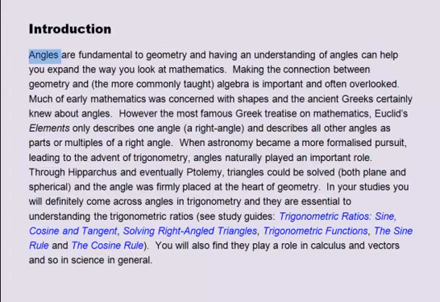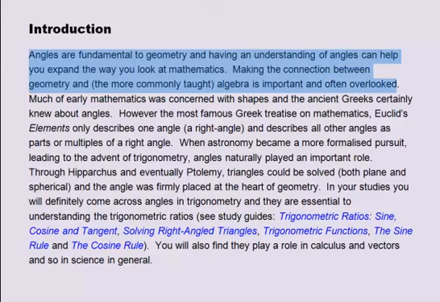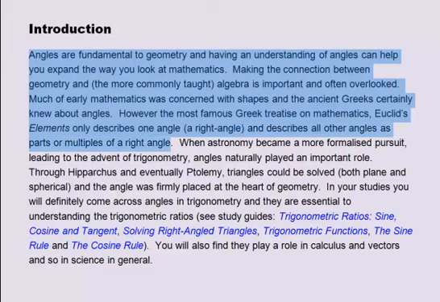Introduction. Angles are fundamental to geometry, and having an understanding of angles can help you expand the way you look at mathematics. Making the connection between geometry and the more commonly taught algebra is important and often overlooked. Much of early mathematics was concerned with shapes, and the ancient Greeks certainly knew about angles. However, the most famous Greek treatise on mathematics, Euclid's Elements, only describes one angle, a right angle, and describes all other angles as parts or multiples of a right angle.